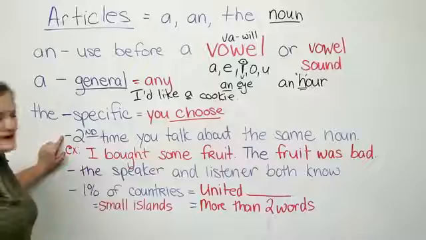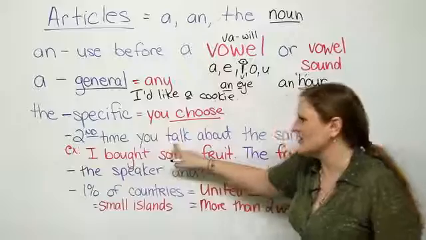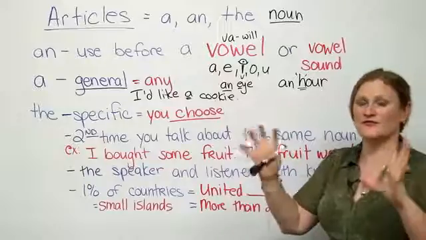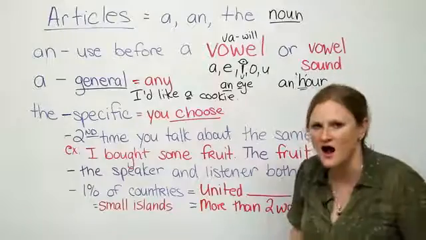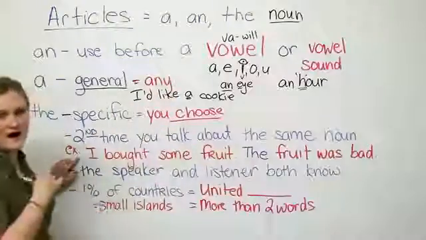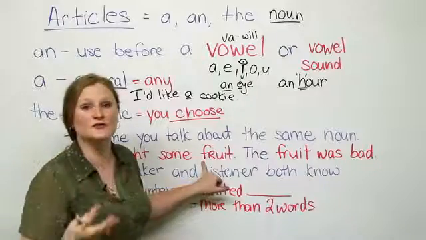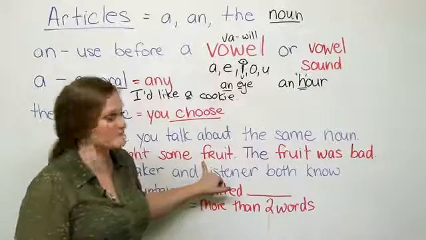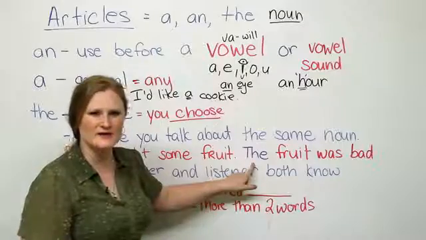Another very confusing thing about the is that the second time you talk about the same noun in a phrase, you have to put the second noun with the. For example, this is a little more difficult. I bought some fruit. Okay? Fruit is an uncountable noun. If the noun is uncountable, we do not use an article. I bought some fruit. The fruit was bad.